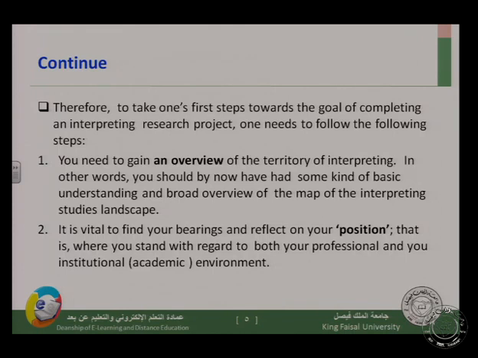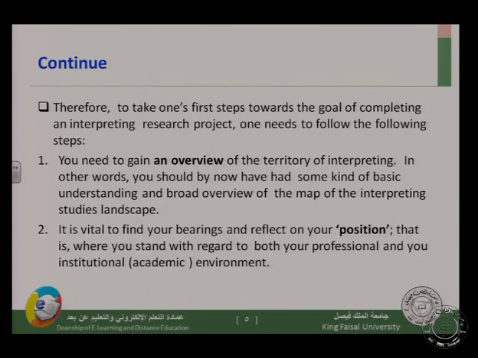I mean, you can see interpreting studies like on a plate. Say, okay, I know how to maneuver and where to go and how to go about it. Now, you have this plate or this landscape, or you have an overview now. You need the second step.